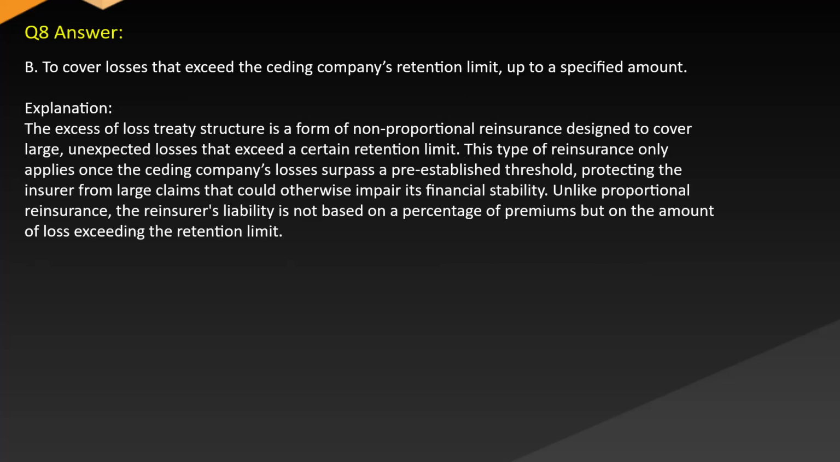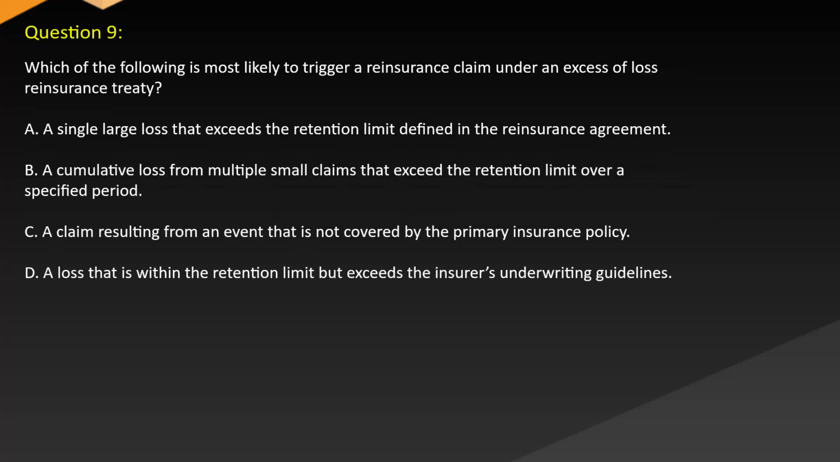Correct answer: B. To cover losses that exceed the ceding company's retention limit up to a specified amount. Explanation: the excess of loss treaty structure is a form of non-proportional reinsurance designed to cover large unexpected losses that exceed a certain retention limit. This type of reinsurance only applies once the ceding company's losses surpass a pre-established threshold, protecting the insurer from large claims that could otherwise impair its financial stability. Unlike proportional reinsurance, the reinsurer's liability is not based on a percentage of premiums, but on the amount of loss exceeding the retention limit.